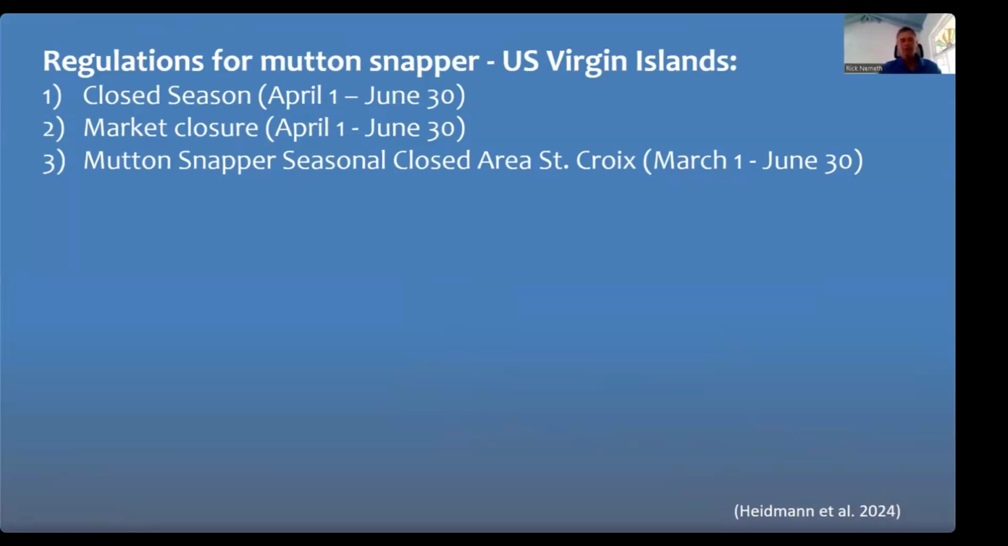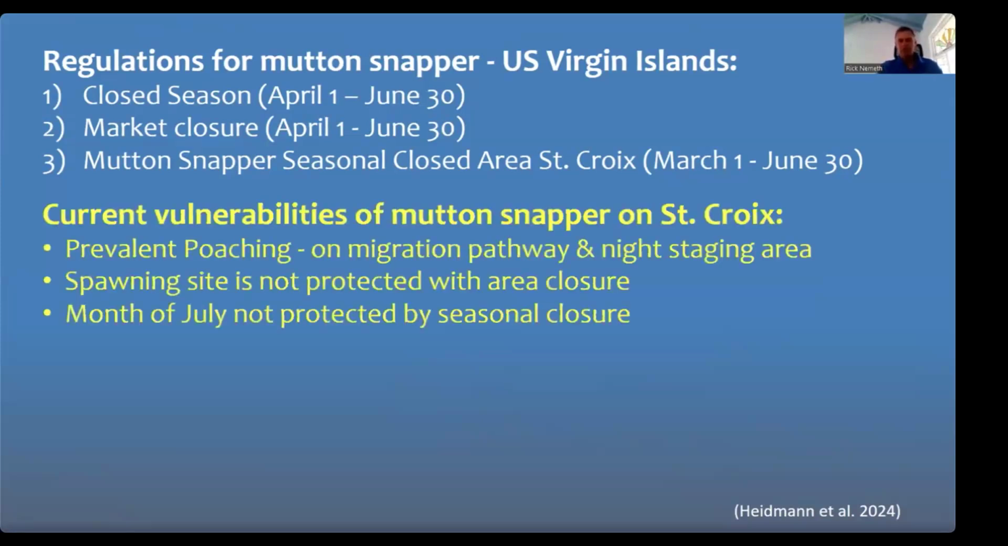However, despite these regulations, mutton snapper are still vulnerable during the spawning season. This is due primarily to chronic poaching inside the closed area. The actual spawning site and daily migration pathway is not protected by the area closure. And finally, if you recall, the month of July is outside the seasonal closed area, but mutton snappers still migrate there in large numbers during July.